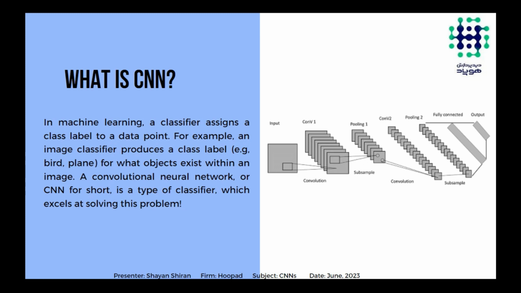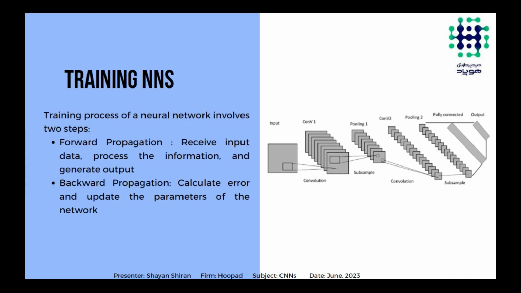Something like YOLO. Something that we are seeing in YOLO is that it's a type of classifier that labels the things that it has detected. A convolutional neural network, or CNN for short, is a type of classifier which excels at solving this problem. And you can see in the picture it has some components, and I will get to these components a bit later.